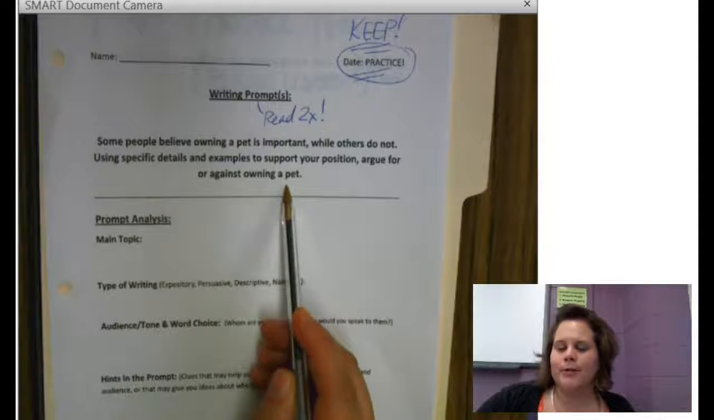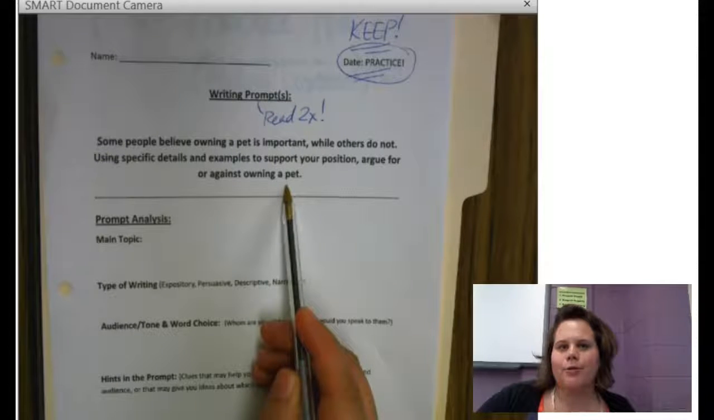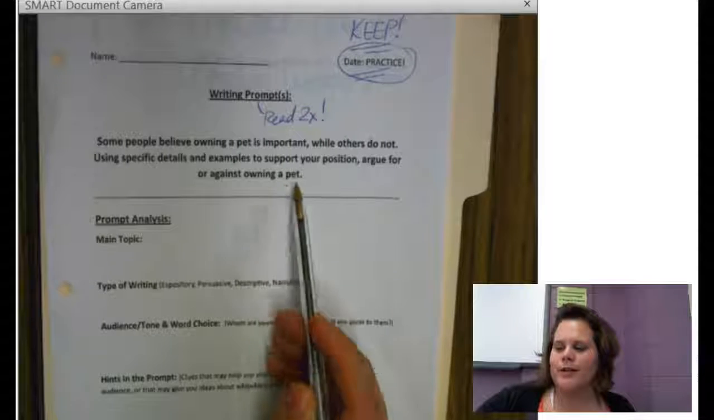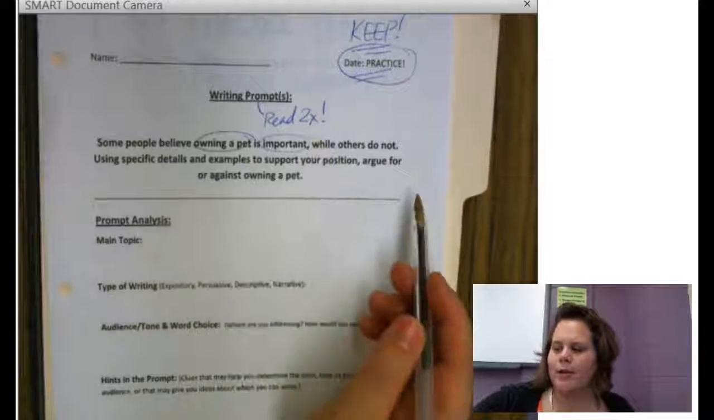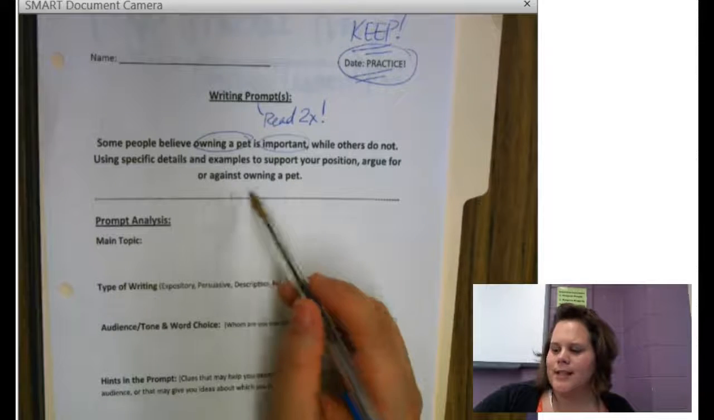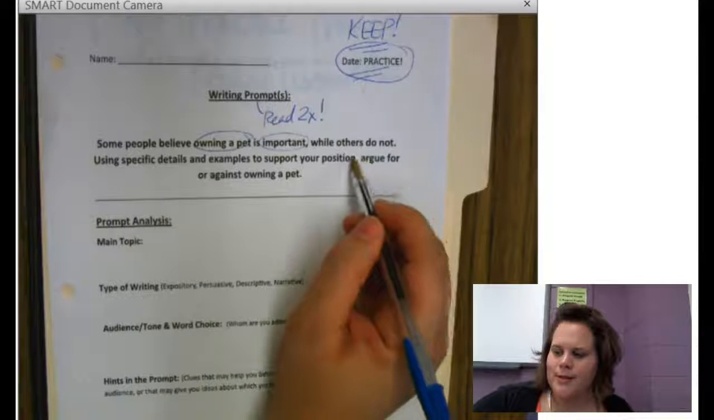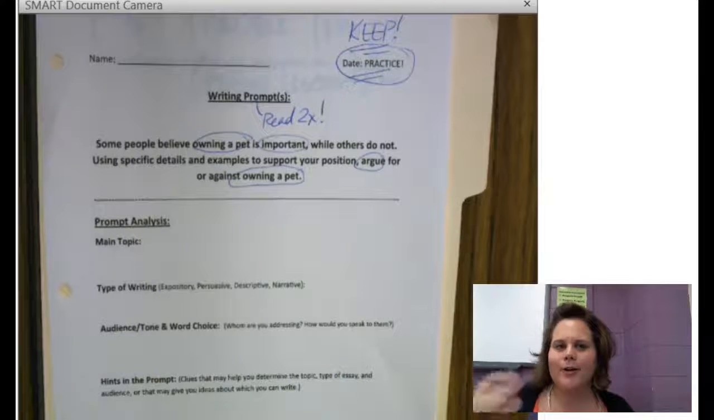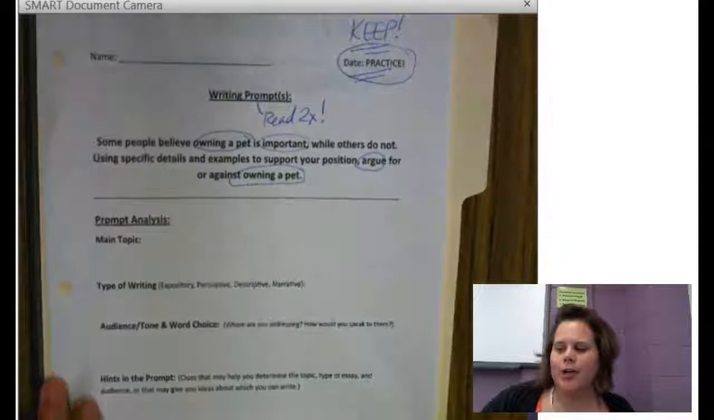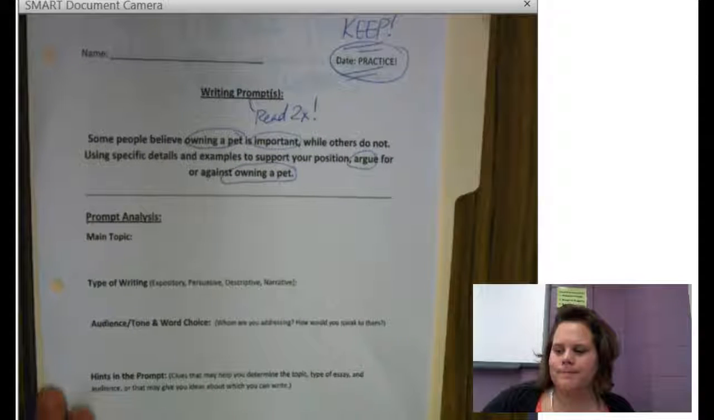Okay? So I'm going to read it one more time, and this time circle words that I feel are important. Some people believe owning a pet is important, while others do not. Use specific details and examples to support your position. Argue for or against owning a pet. I heard owning a pet twice, and I heard argue, and I heard important.